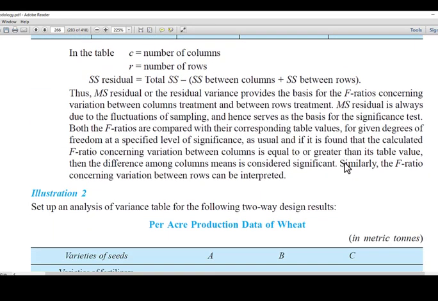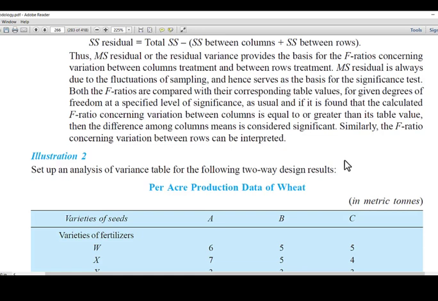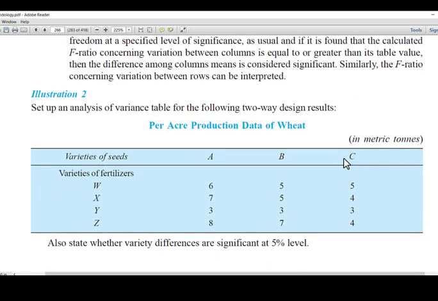Now let us discuss this two-way ANOVA by means of an example. This is illustration 2. Set up an analysis of variance table for the following two-way design results. Per acre production data of wheat in metric tons. Here units are in metric tons. Now we can see there are 3 varieties of seeds, A, B, C, and 4 varieties of fertilizers, W, X, Y, Z. And how can it be understood?